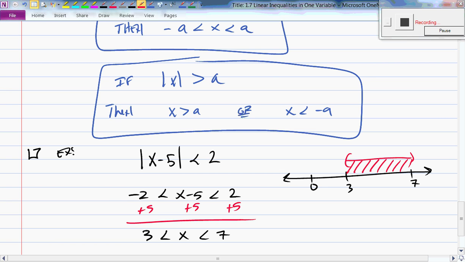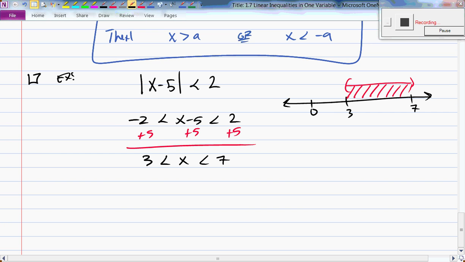Test it. 2 minus 5, how much? Absolute value of negative 3, which is 3. Is 3 less than 2? No, absolutely not. That's not what that says. However, any number in that region will produce a true statement for my inequality. And notice that my statement is a bounded region. How do you feel about that? You feel pretty good? Okay.